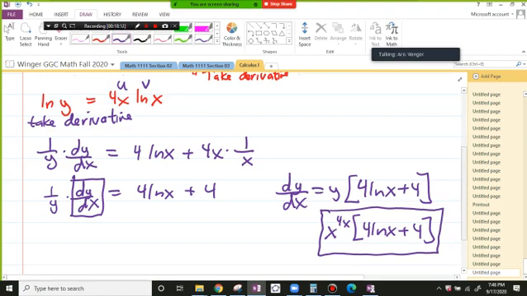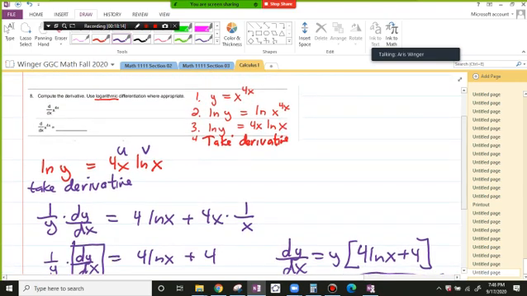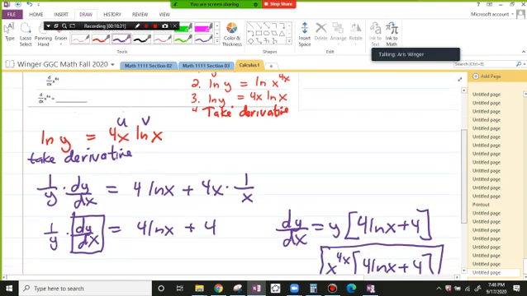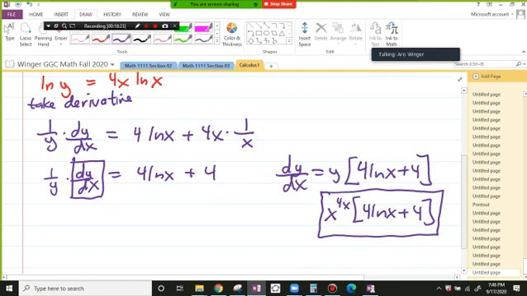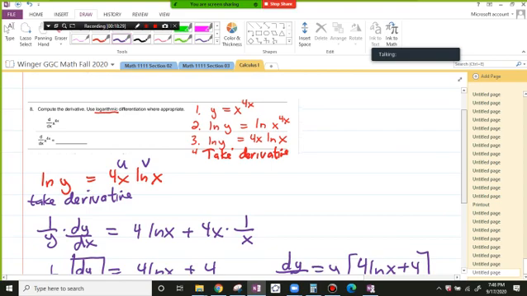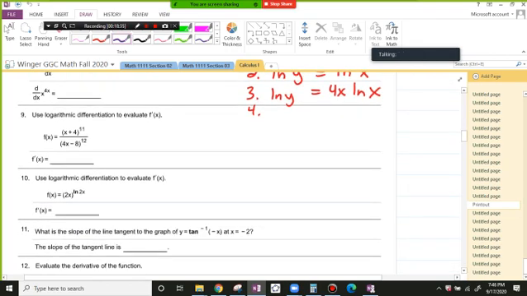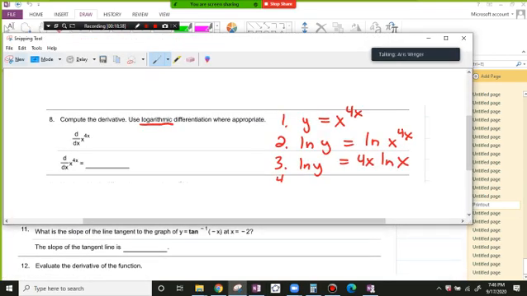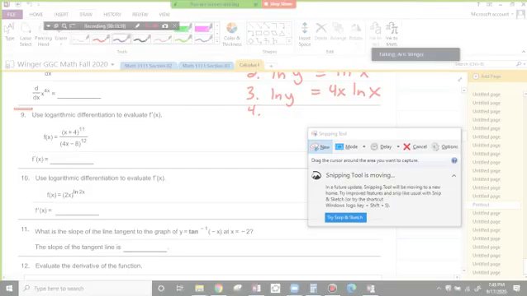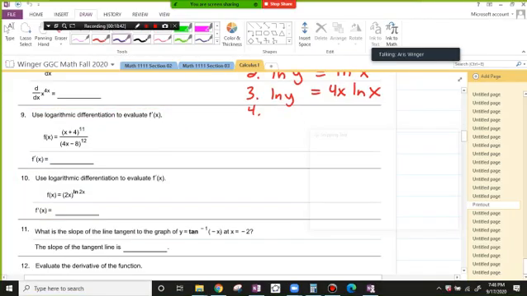Right, so the steps are there. Set y equal to the function, take the natural log on both sides, bring the power in front, take the derivative on both sides, and then do whatever it takes to find what y prime is. It's all in the tools. Let's do that a couple more times before we get to some inverse trig functions. So when it says use logarithmic differentiation, that's what we're doing.